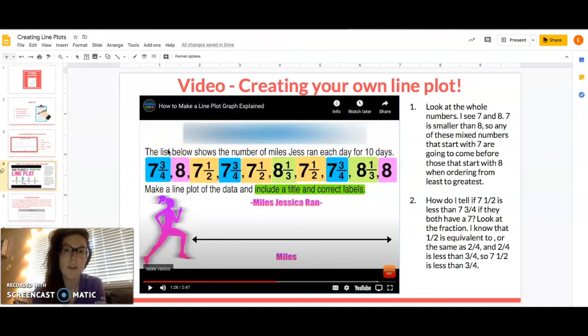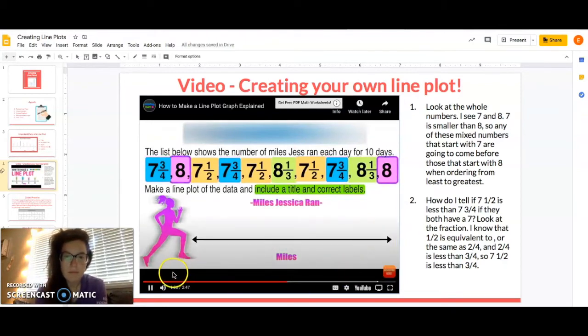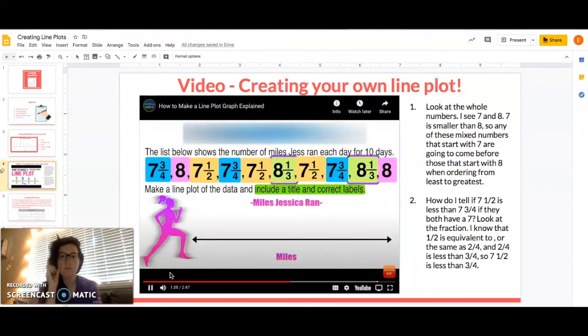So now he's going to walk you through how to do these from least to greatest, but he'll do it a little bit faster. Starting with the smallest, 7 1/2, then 7 3/4, then 8, and then the largest, 8 1/3.